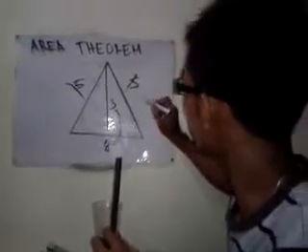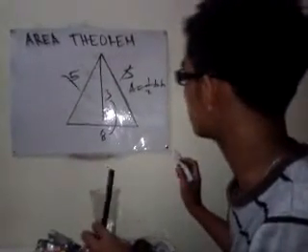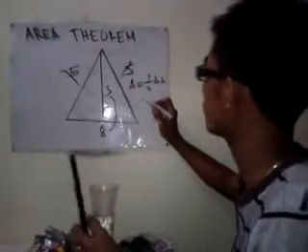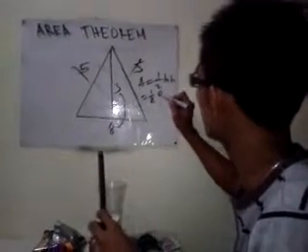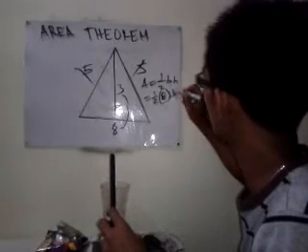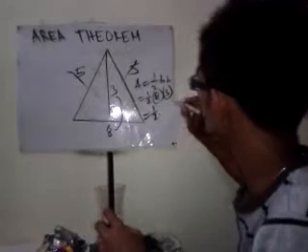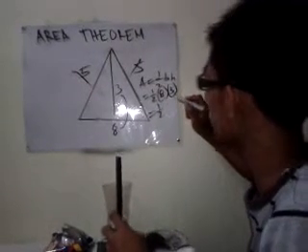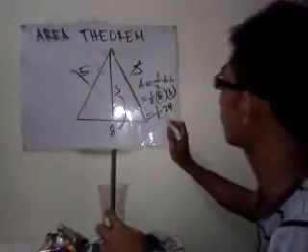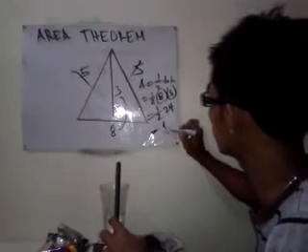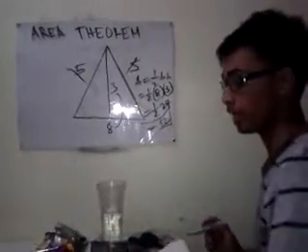Okay, going back, area is equal to 1/2 base times height. So 1/2 base times height gives us 1/2 times 8 times 3. 8 times 3 will give us 24. So if we multiply 1/2 to 24, it will give us 12. So that's the area of our triangle. As simple as that.